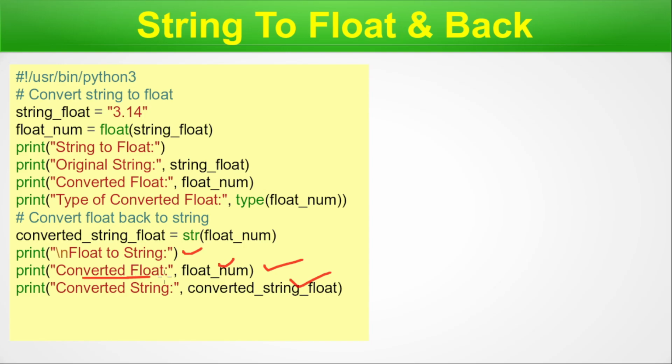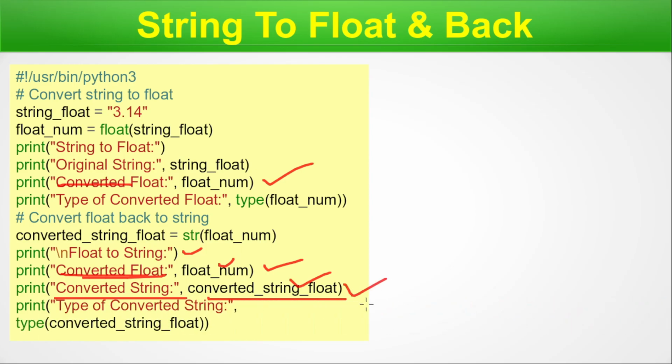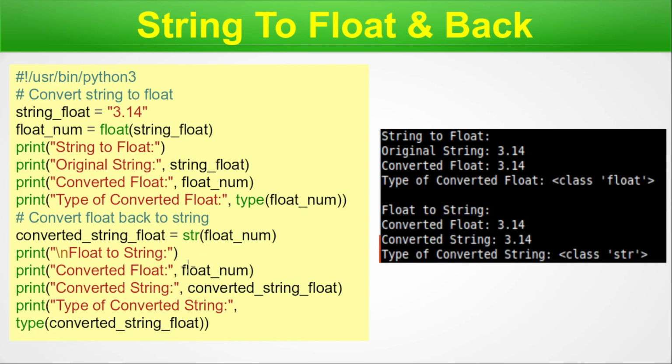Why do we write "converted float"? Because this was not originally a float. It was converted in the earlier step, right? So we kept this printing the same, this and this the same, and now the converted string_float. And here we do the type checking because on screen these two outputs will look the same. We do the type checking with the type function. And when we run the code here, we get this output.